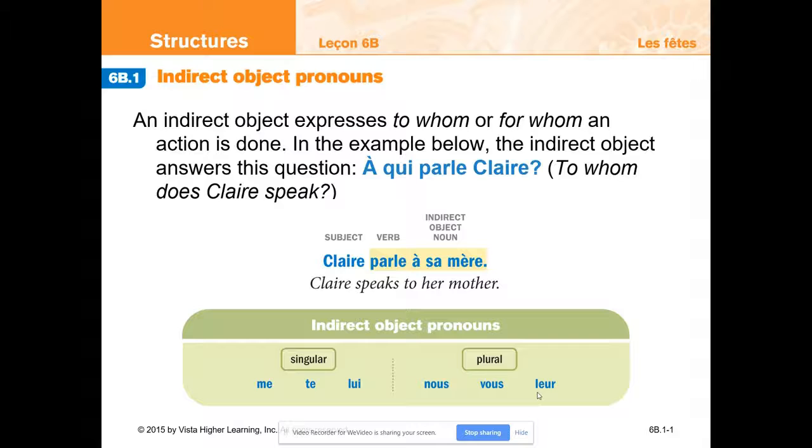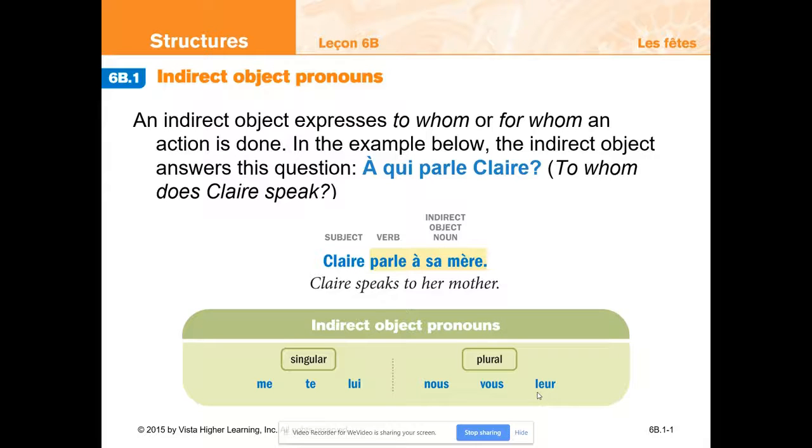With indirect objects, we can do the same thing. Indirect object pronouns are going to replace an indirect object, which is to whom or for whom. In English, we don't always have the to or the for to help us identify it. Fortunately, in French, we do. There's always an à or a pour. It has to be there. In English, you can say, I gave her my book. In French, it has to be, I gave my book to her. It has to be there with the to.